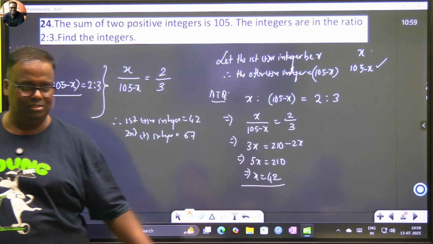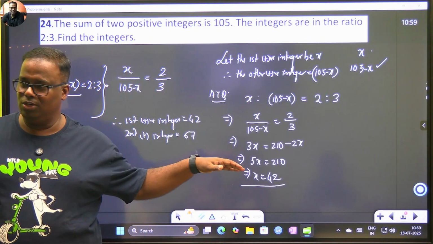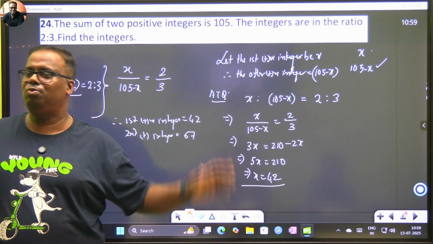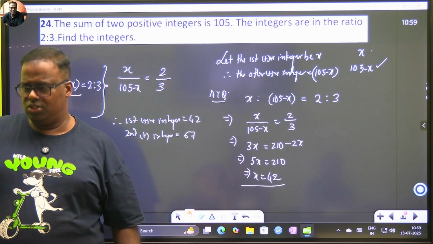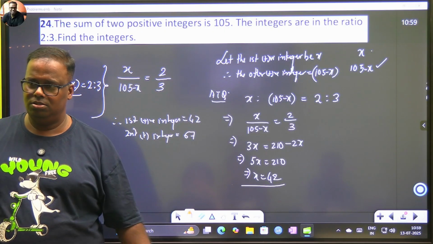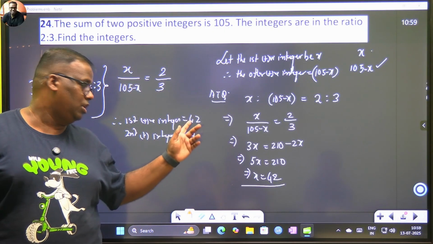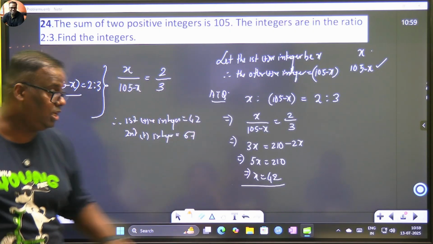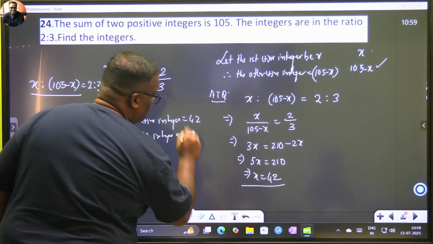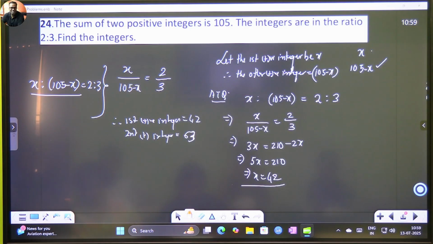Technique tells you, 105 minus 42. So what do you do? 100 minus 40? 60. And 5 minus 2 is 3. So 63 it will be. Sorry.